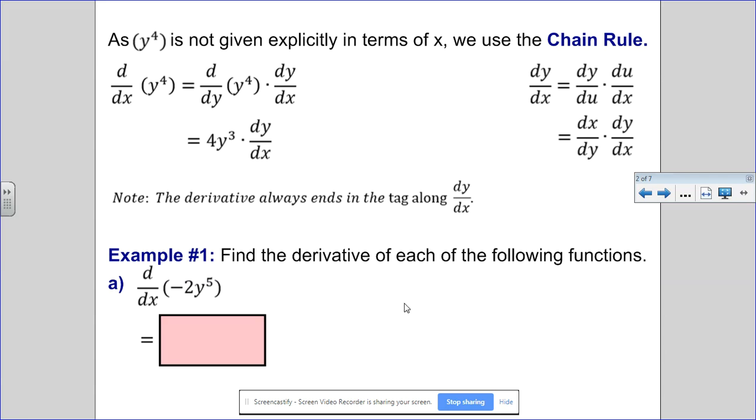So we're just going to do a few examples now. Pause the video, try this one for yourselves, and see what you get. So we end up with negative 10y to the power of 4 times dy over dx. Again, pulling the 5 down in front, multiplying by negative 2, and subtracting 1 from our exponent, and leaving the tag along dy over dx.